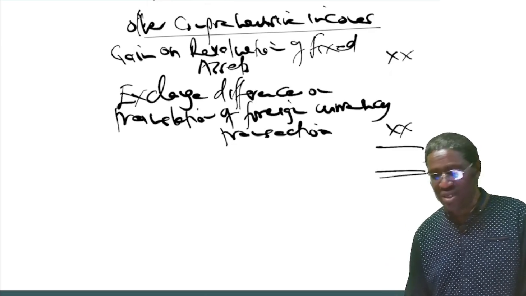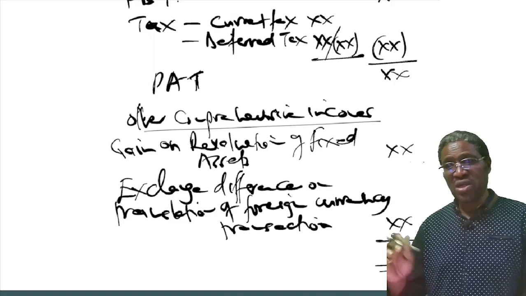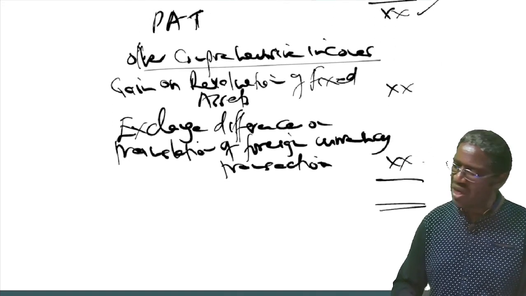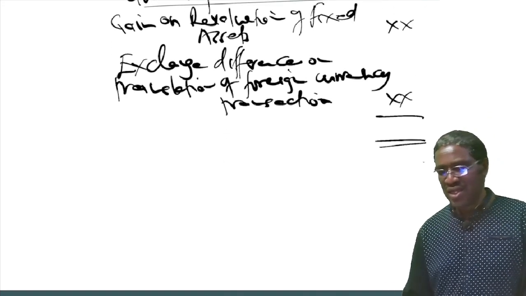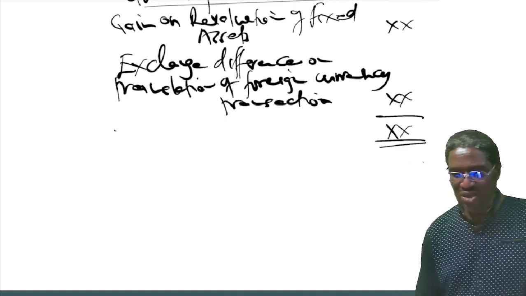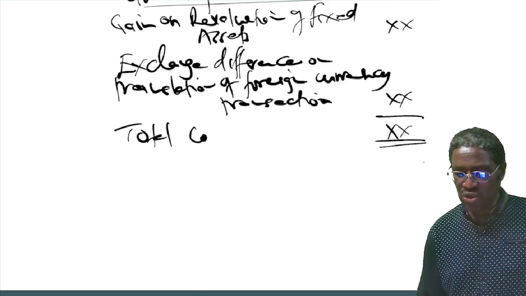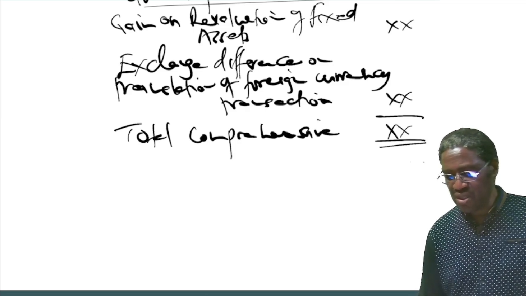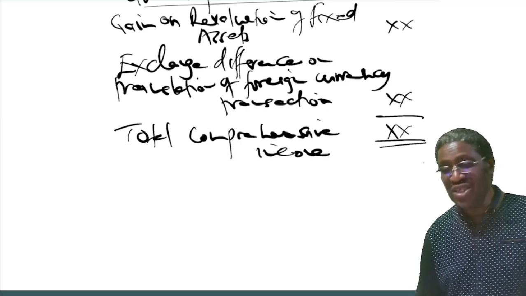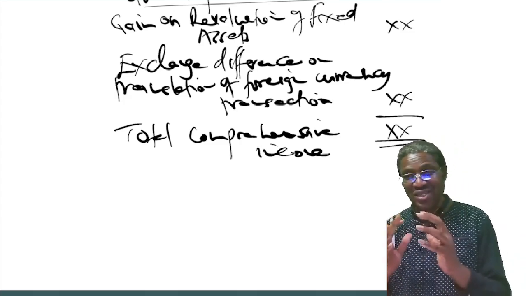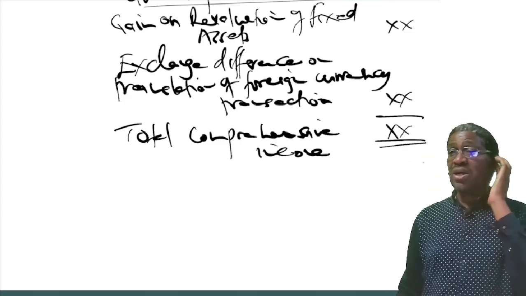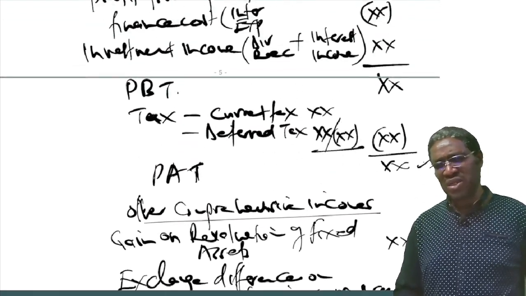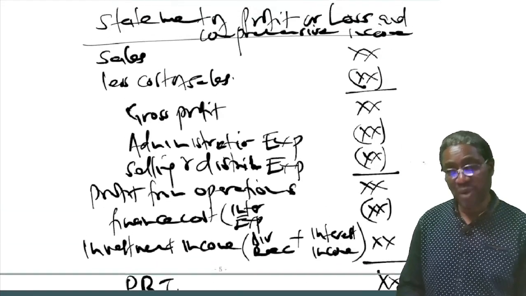Then you come and get your profit after tax plus all these other comprehensive incomes, whatever the question will allow you. Then get the total down there. And that total is what you call total comprehensive income. That's how, in summary, you prepare an income statement for publication purposes.